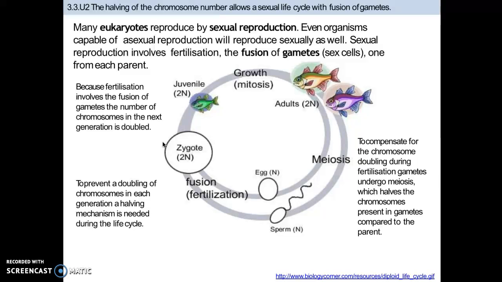Okay, 3.3 U2 is talking about the halving of the chromosome number to allow a sexual life cycle with the fusion of gametes. If you don't need to review this, you can certainly just stop listening for a minute. But let me just talk to you about this really quick. So many eukaryotes are going to reproduce via sexual reproduction. Even some organisms that can reproduce asexually will reproduce sexually as well. Sexual reproduction involves fertilization. Fertilization is the fusion of gametes or sex cells, one from each parent.